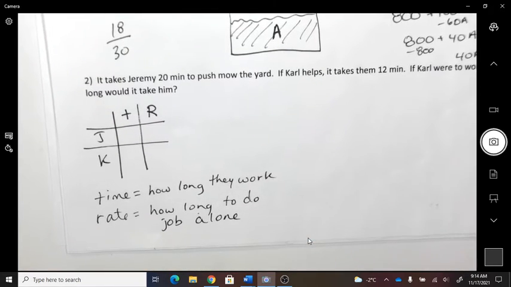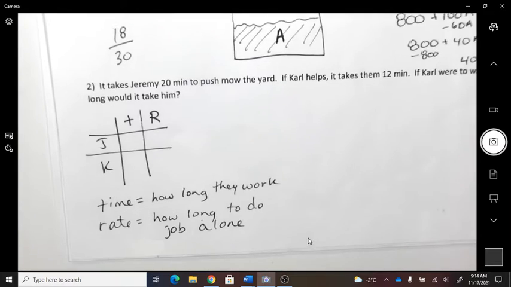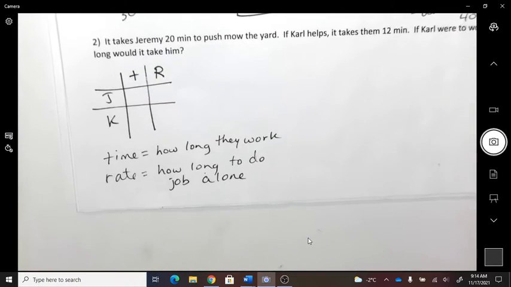Okay, so time is how long they work, and rate is how long it takes them all alone. That's a rate. A rate is something when you're doing it, how long does it take you to do the whole thing? Okay.